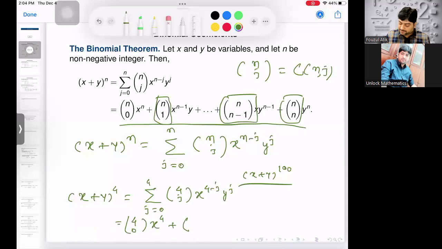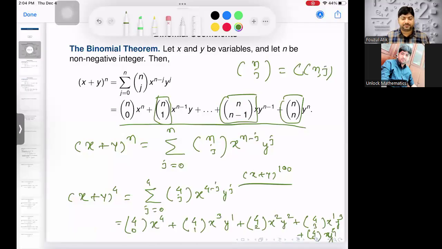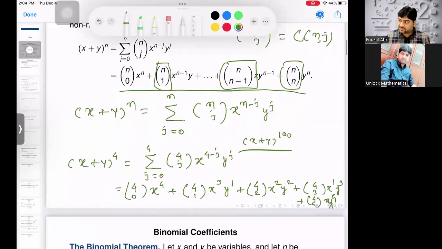Plus 4C1 x to the power 4 minus 1, so 3, into y to the power 1. Plus 4C2 x to the power 2 y to the power 2. Plus 4C3 x to the power 1 into y to the power 3. And finally 4C4 x to the power 0 and y to the power 4. So it will be like this. Right?